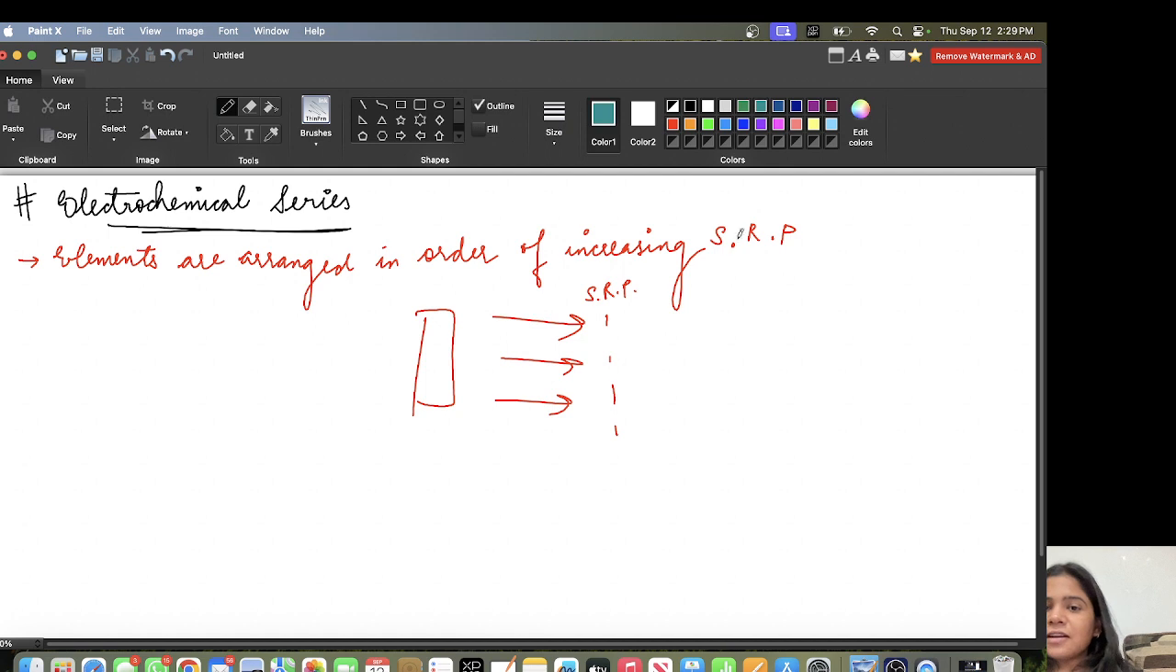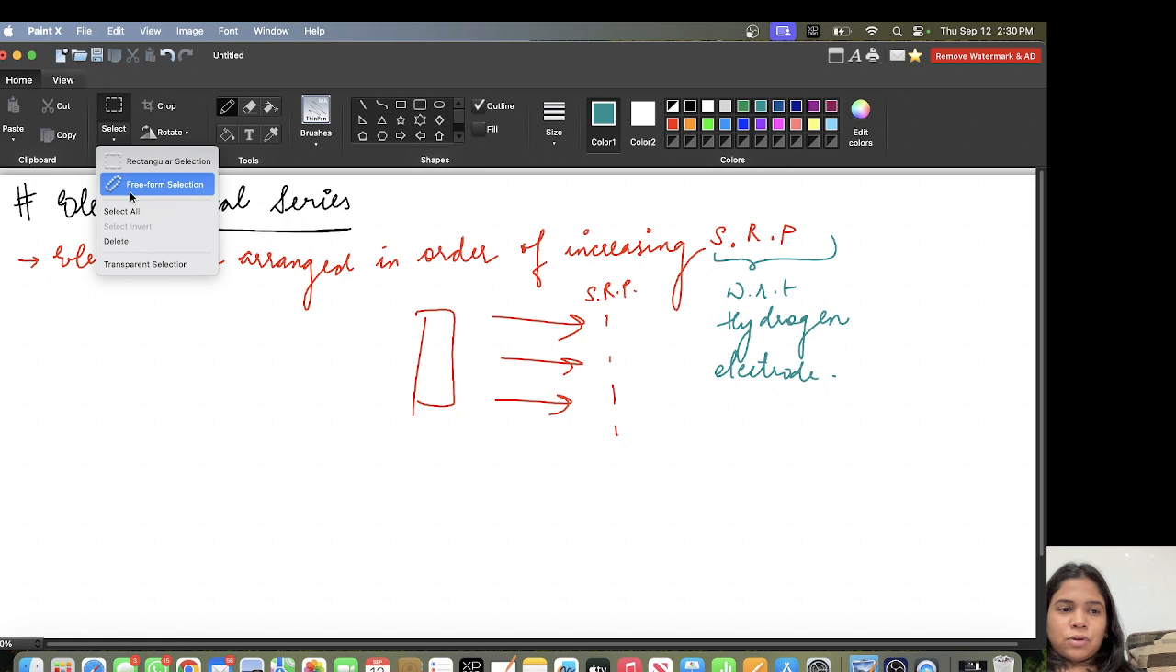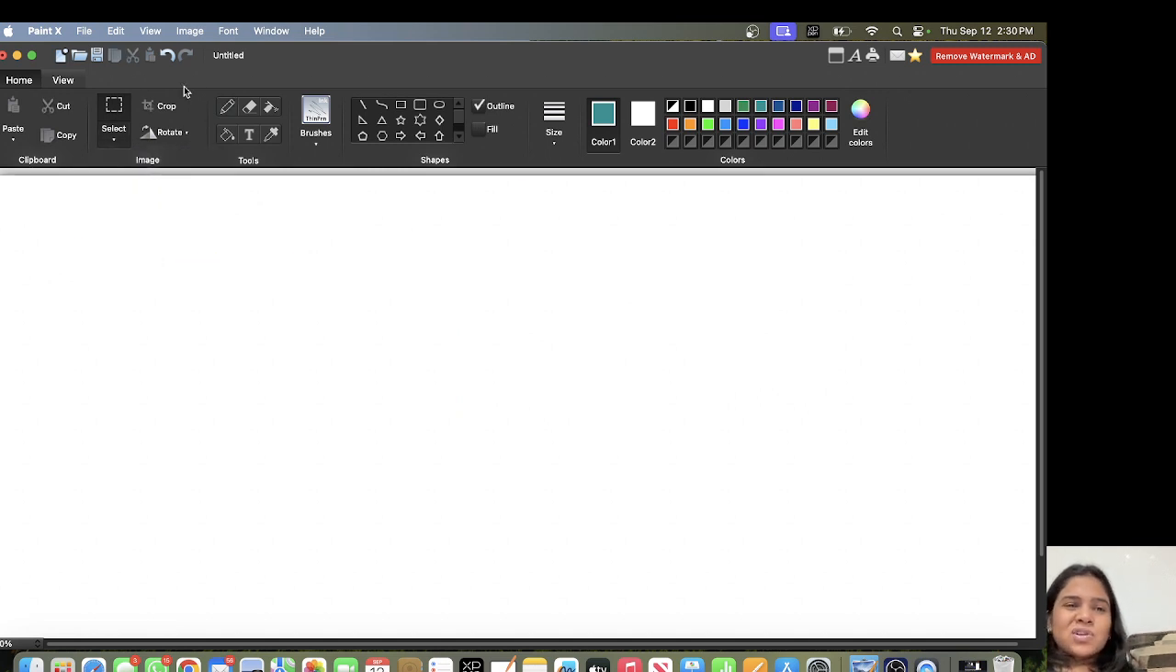And from where is the standard reduction potential value taken? With respect to the hydrogen electrode, right? So what is an electrochemical series? The elements will be arranged in the form of increasing standard reduction potential. Now I'll not be writing the full series, just a few important elements. I think those elements are fine for understanding what an electrochemical series actually is. So let's write our electrochemical series in short.